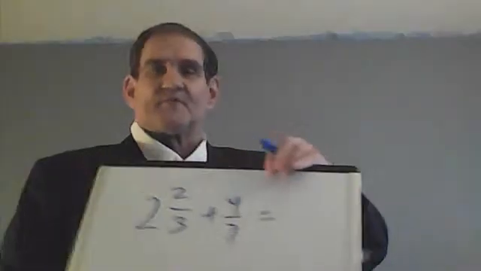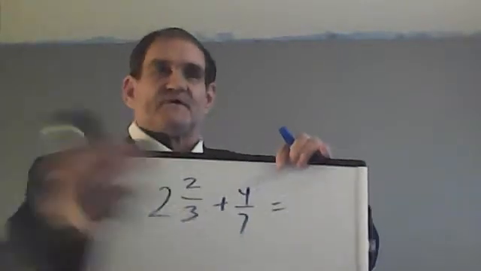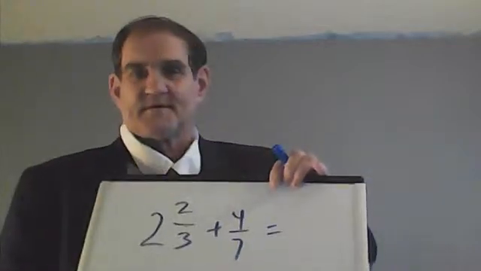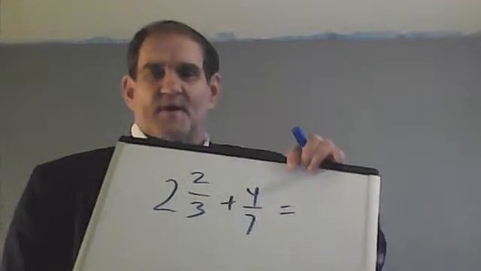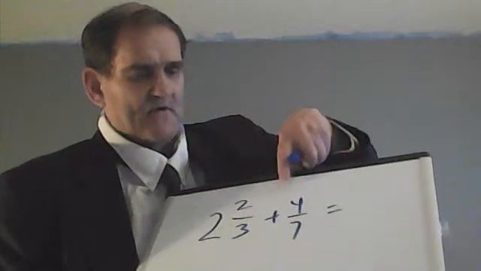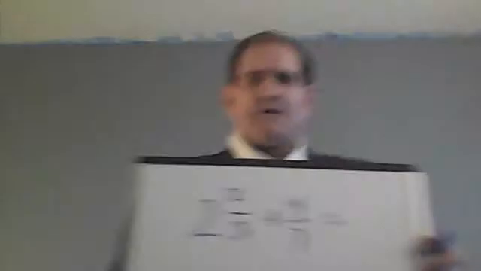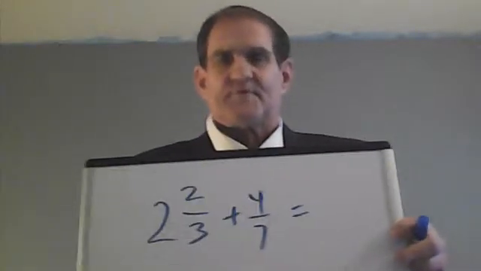Rational numbers are those numbers that can become a fraction, fractions and decimals, and then percentages. We're going to look at a number right now and see what goes on. Watch. I've got this number, 2 2/3 and 4/7. See? 2 2/3 and 4/7. How do you add those numbers?